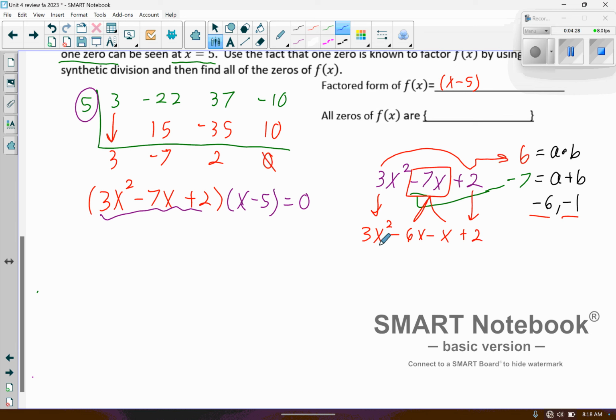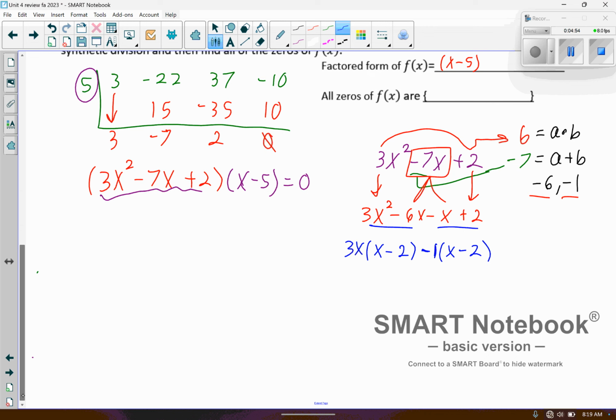From here, you do factor by grouping. On the first set, I can pull out a 3x, and that will leave me with x minus 2. On the second set, I have the opposite of what I need. I have negative x plus 2. So I'm going to pull out a negative 1, which causes a sign change here, so this will become positive x minus 2.